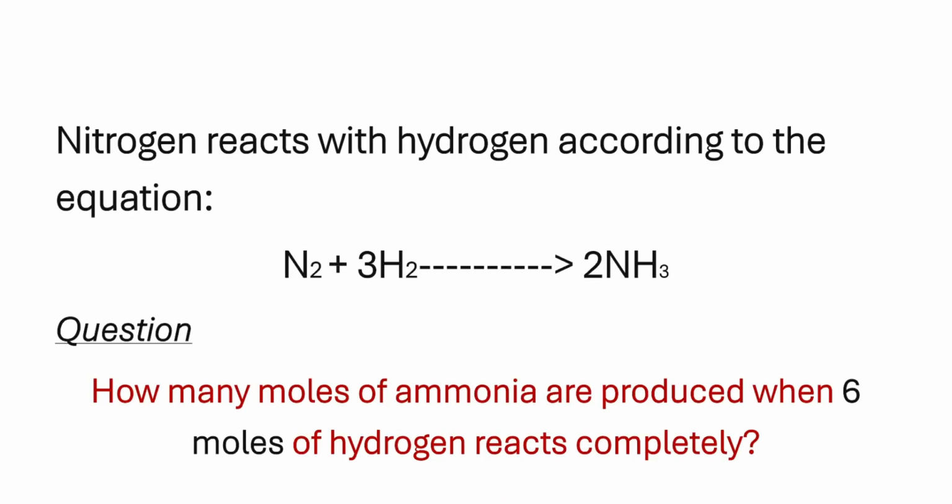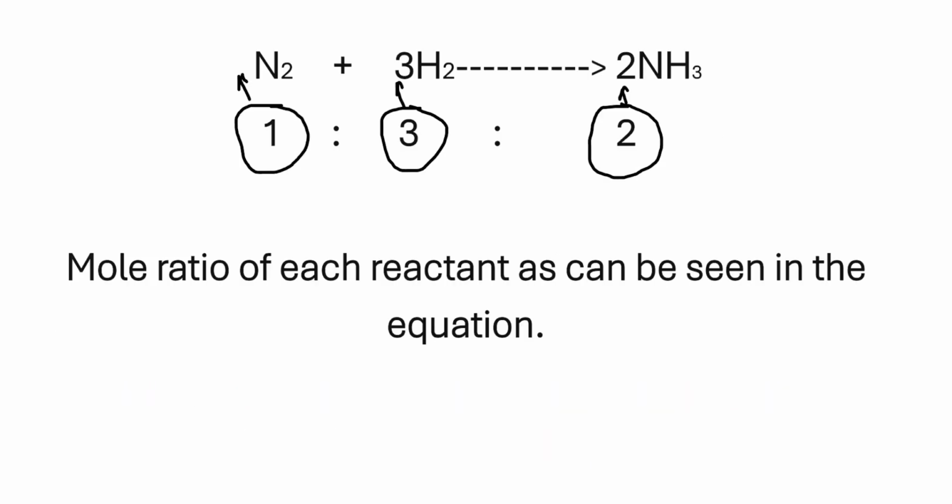So the next question says, how many moles of ammonia are produced when 6 moles of hydrogen reacts completely? So look at the equation, check if it is balanced, know what is happening in the normal equation. So from the equation, we see that 1 mole of nitrogen is reacting with 3 moles of hydrogen gas to yield 2 moles of ammonia gas.